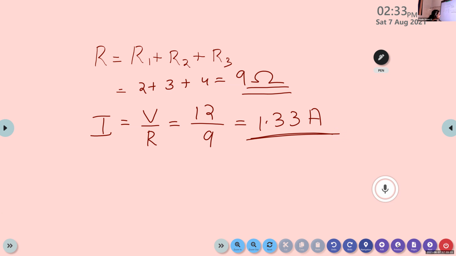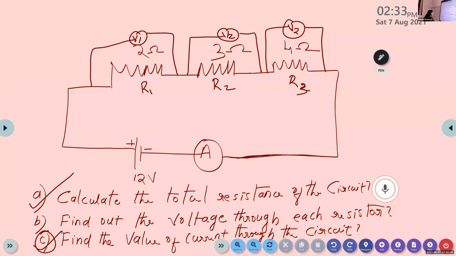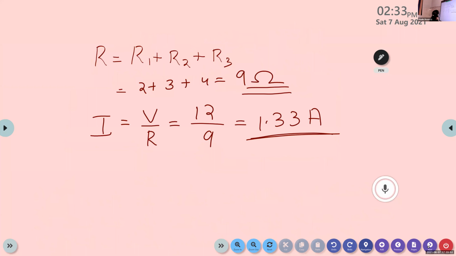So here question number C is over. Find the value of current through the circuit. Here it is 1.33 ampere. Since it is a series combination, the current that is flowing through all the resistors is the same. Now we can go to the second question. Find out the voltage through each resistor. We want to find out the voltage through resistor R1, R2 and R3. So we can find out the voltage V1.